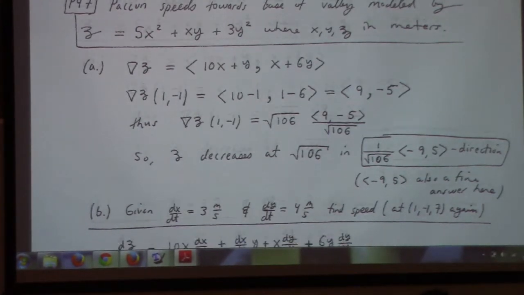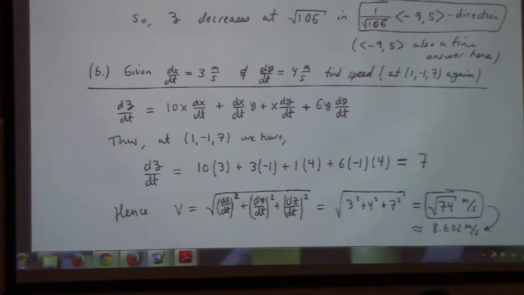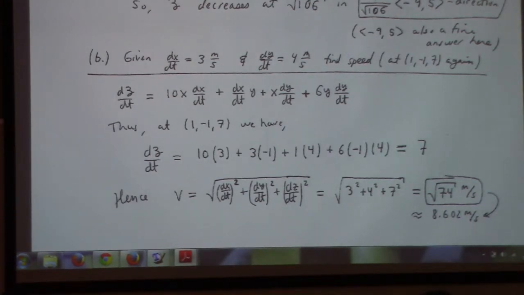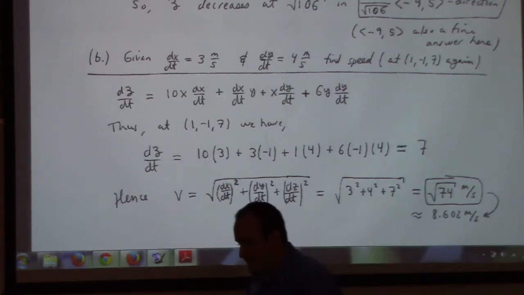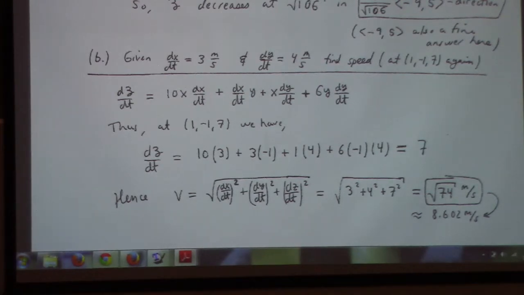So then what? Part B, I gave you that the x velocity was 3, the y velocity was 4. It said find the speed at 1 comma minus 1, 7. Well, this is a three-dimensional motion, so the speed should be the square root of the x velocity squared plus the y velocity squared plus the z velocity squared. In other words, it's the magnitude of the vector velocity, right? So I differentiate implicitly, and that's the relation, right? So I just differentiated the equation, and that's what I had.